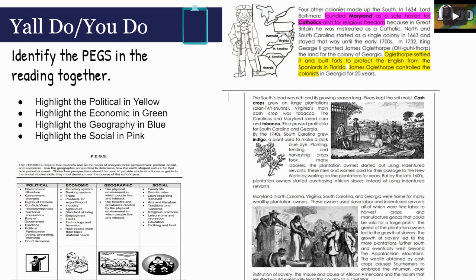Okay, North and South Carolina started as a single colony in 1663 and stayed that way until the early 1700s. In 1732, King George II granted James Oglethorpe the land for the colony of Georgia. Oglethorpe settled it and built forts to protect the English from the Spaniards in Florida. James Oglethorpe controlled the colonists in Georgia for 20 years.